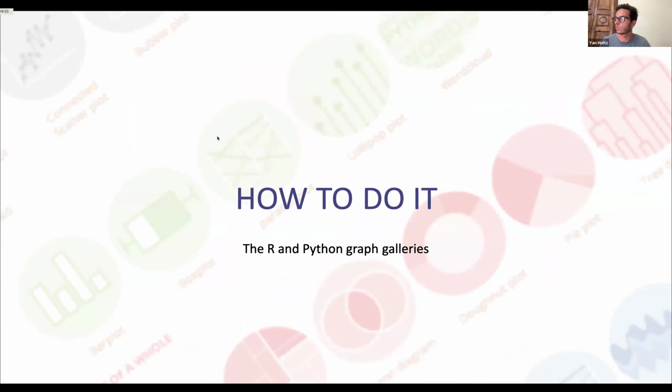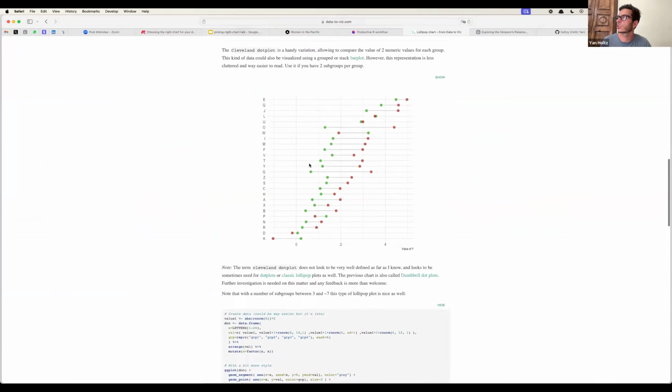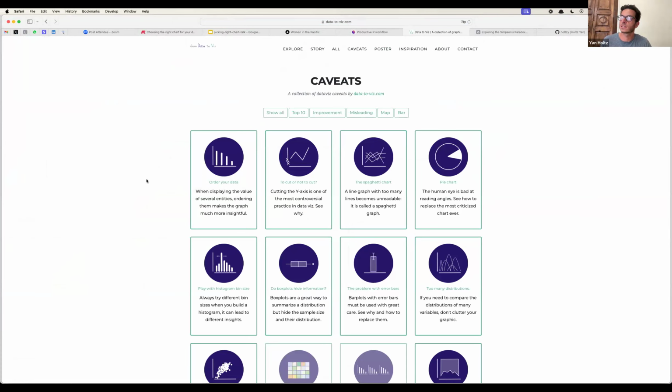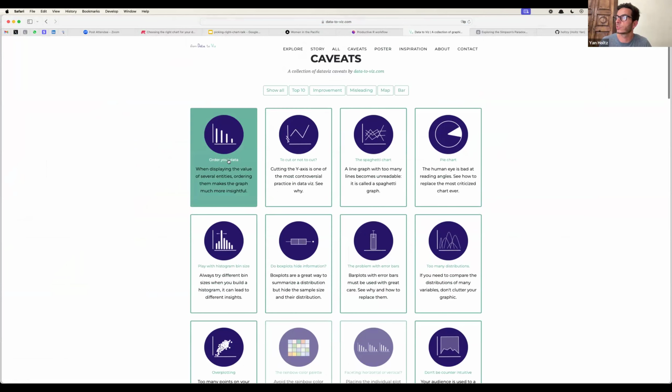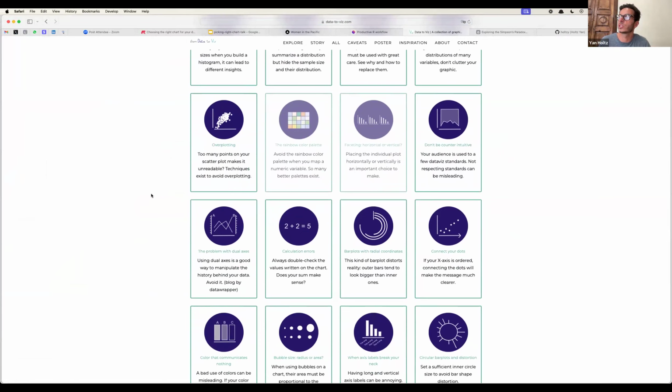So I would like to give you a very short demo once more of another section of the data2viz website. There is this section called caveats, and that's basically a collection of all the mistakes, all the caveats that you should avoid. So we've been talking about ordering your data. We've been talking a little bit about cutting or not the axis. We've been talking about the spaghetti chart, but there are so many others that you should check too.